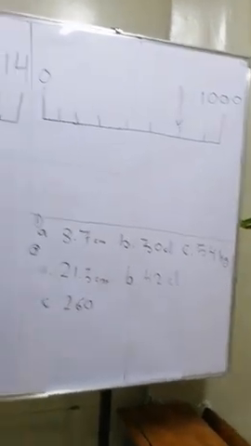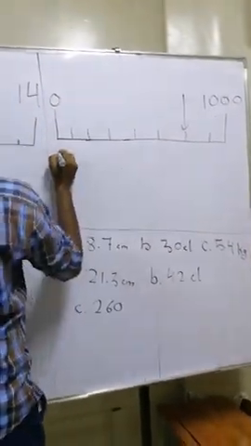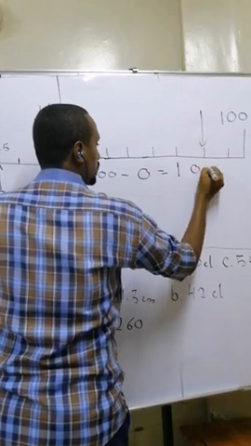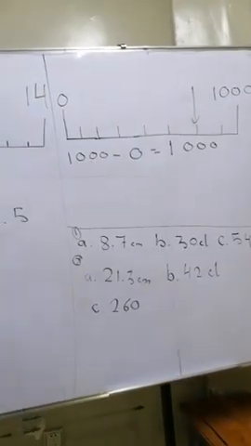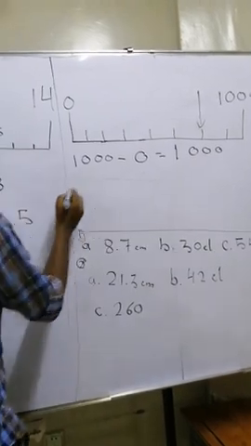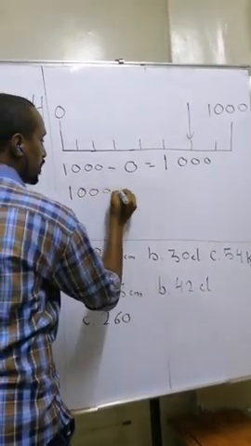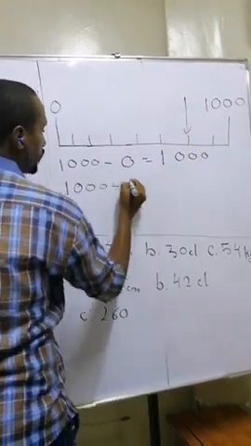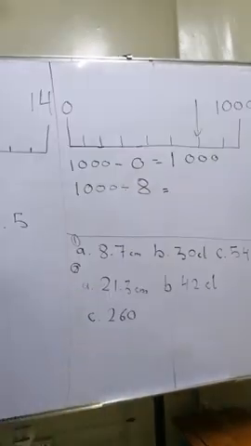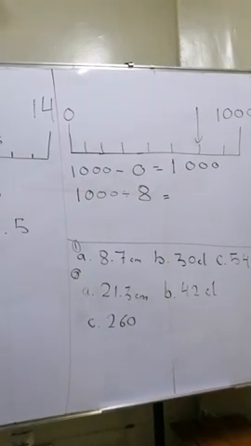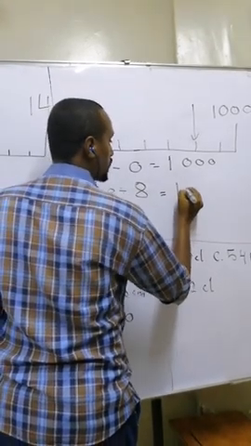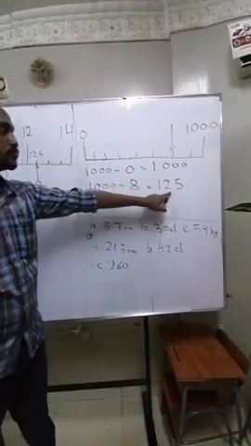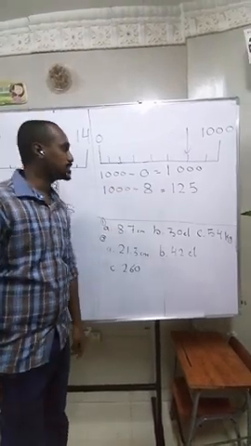The last example here, they want what the arrow is pointing at between 0 and 1000. This is the scale. So let's find, the same way, the difference between them. 1000 minus 0 equals 1000. The next step, divide by the number of the spaces. 1000 divided by, count it, 1, 2, 3, 4, 5, 6, 7, 8. Divided by 8. So 1000 divided by 8 equals 125. That means every time we add 125.